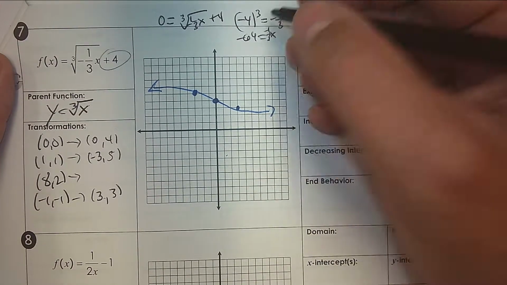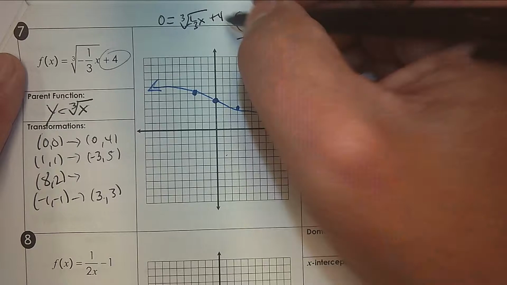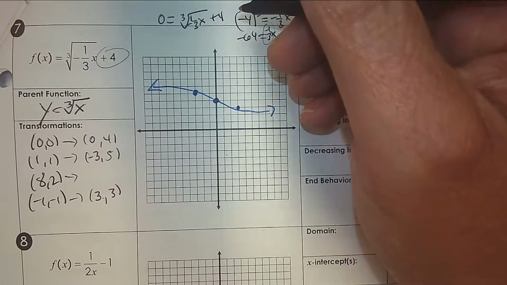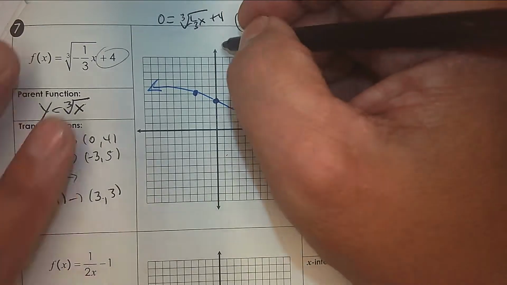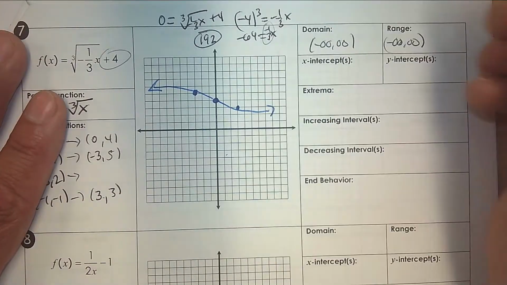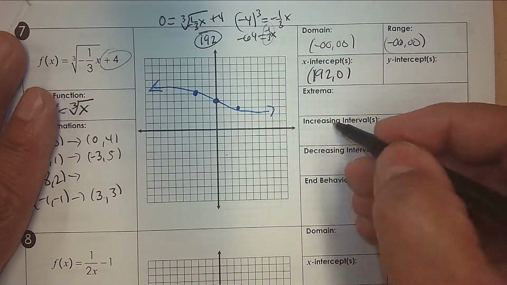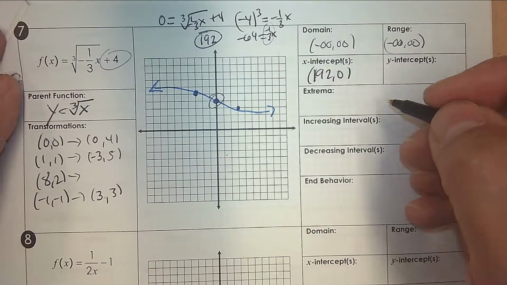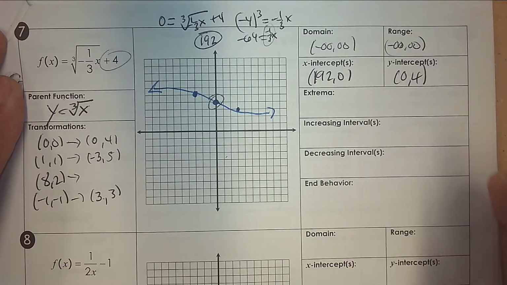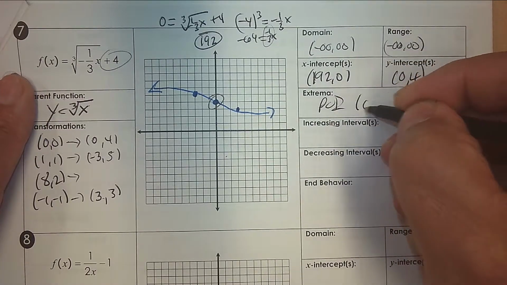So to undo the -1/3, it's times -3 to both sides. So -64 times -3, it's a positive answer, and it's a positive 192. So this is 192 and 0 over here to the right. The y-intercept, yay, that's much easier. That's 0 and 4. We have a point of inflection, and that's at 0, 4.